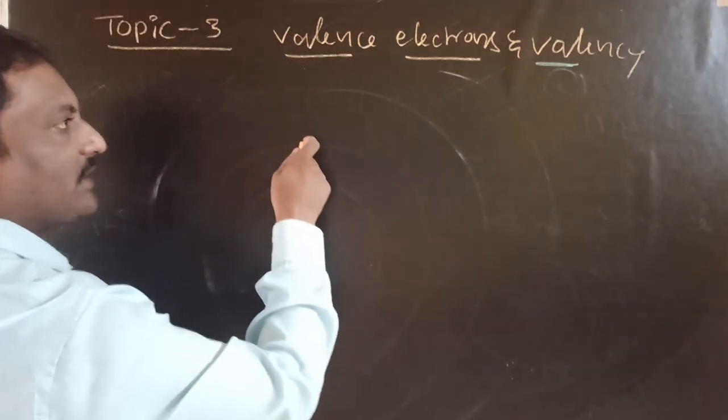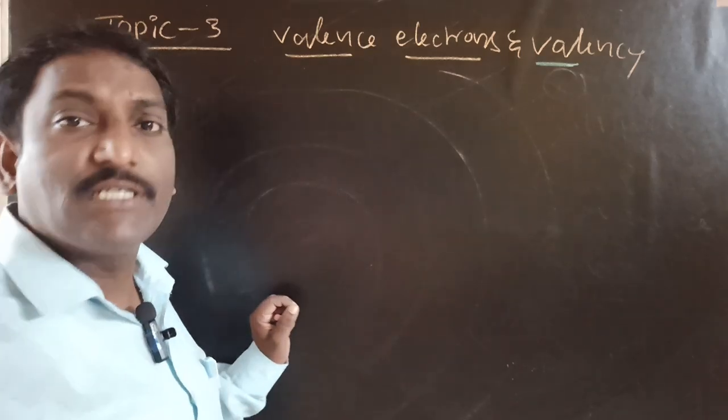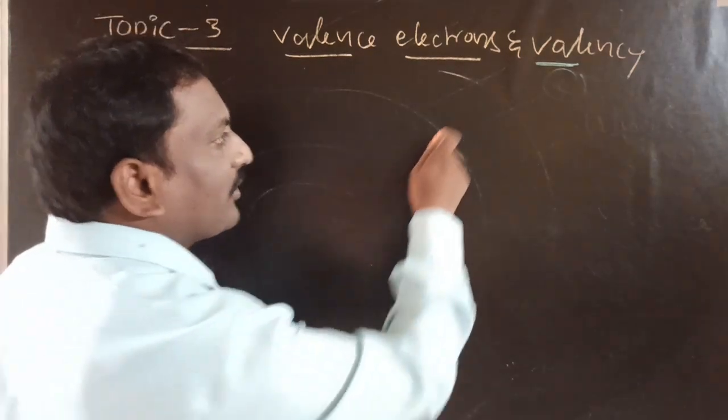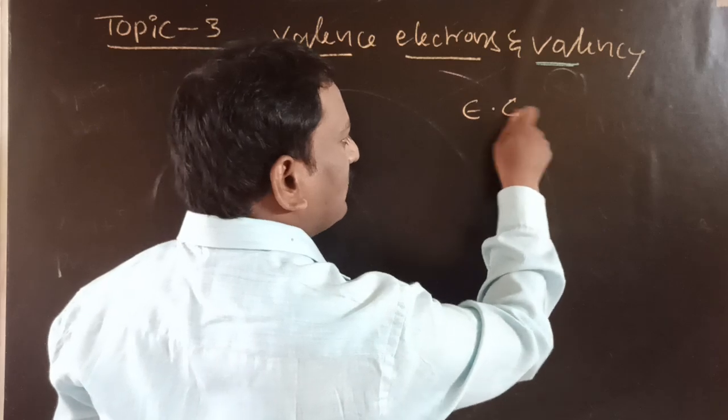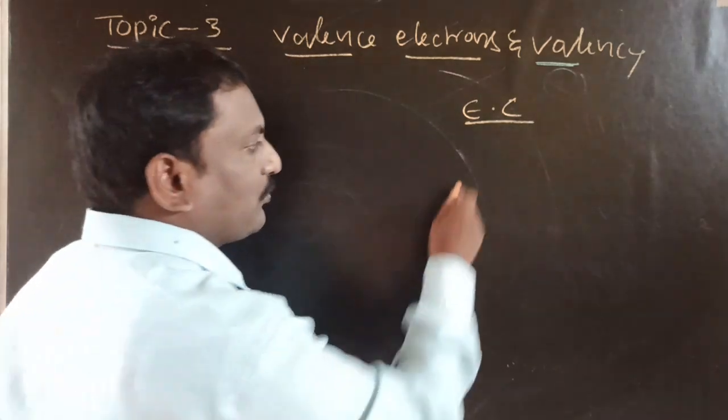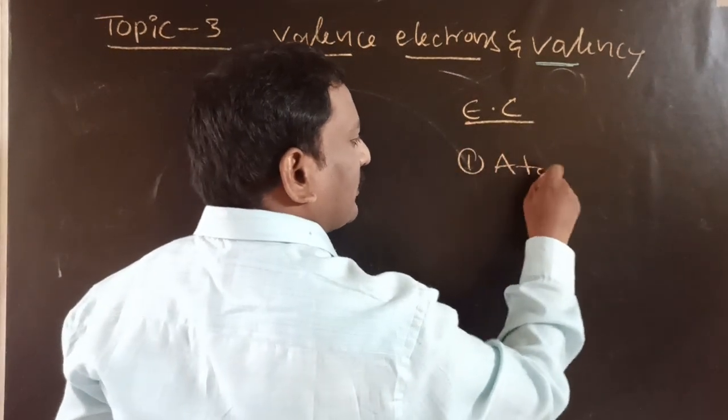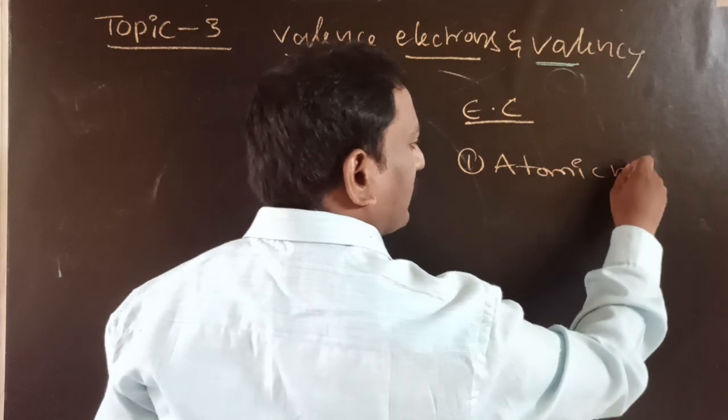Electronic configuration means the distribution of electrons in various shells of an atom. To write the electronic configuration, we require 3 points. Point number 1: atomic number.